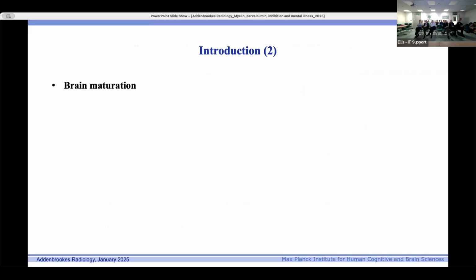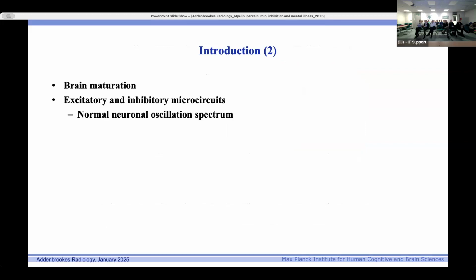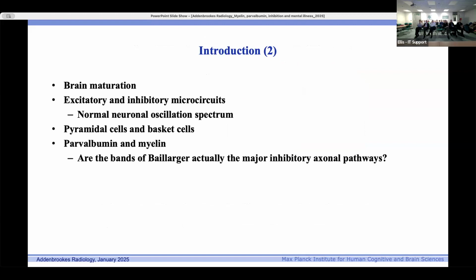But I want to mention a few more topics that I'm going to bring in. One topic is brain maturation. Another topic is excitatory and inhibitory microcircuits and the normal neuronal oscillation spectrum in the brain. I'm going to mention pyramidal cells and basket cells. I'm going to now mention, this is the magic word that I mentioned to Martin, parvalbumin.